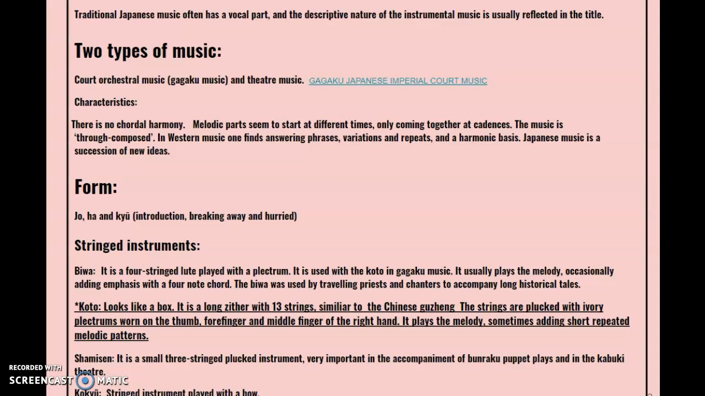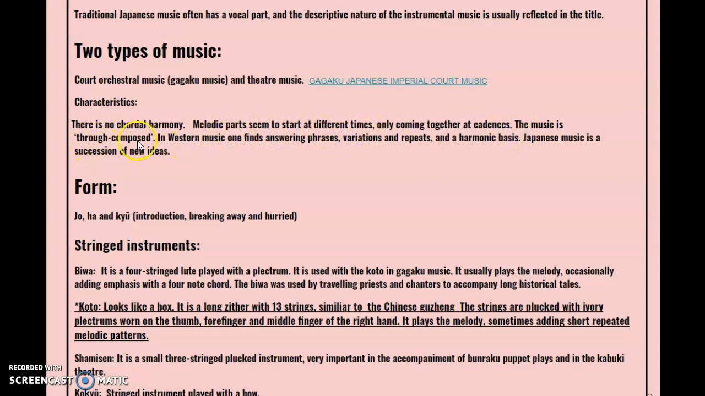So you will see a lot of examples of Gagaku music on YouTube. So take the time and watch a few of these, because you will hear the characteristics of the Japanese music. No chordal harmony. Okay? We don't have chords like we have in Western music with the tonic and the subdominant and the dominant. The melodic parts seem to start at different times, only coming together at cadences. So the melodic parts start at different times, it's heterophonic.